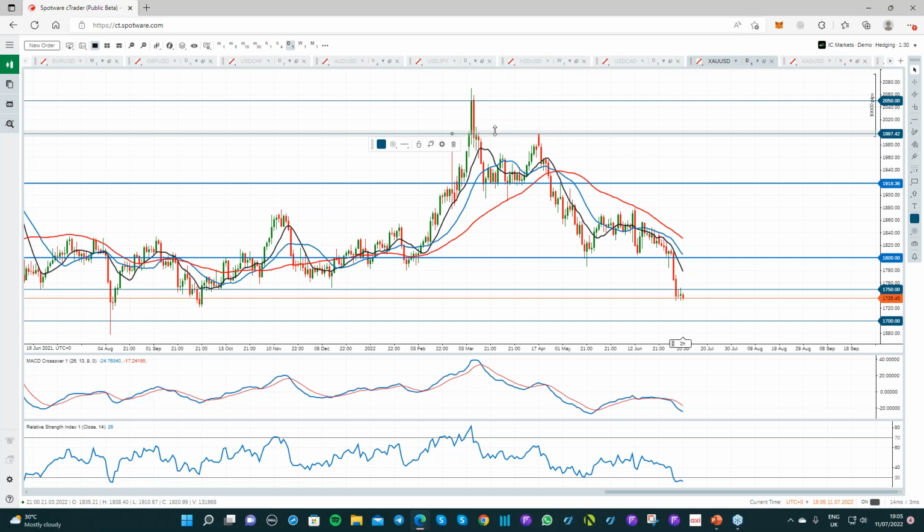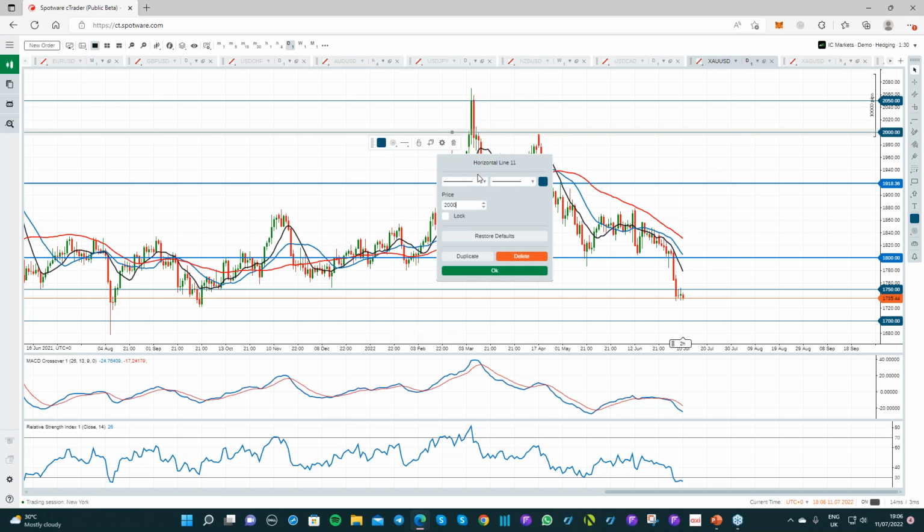if I've got this line selected, this menu should pop up here, and this little settings wheel, I can click on the settings wheel, and where it says price here, I can actually type in 2,000, click on OK, and that will move this line to $2,000 per ounce.